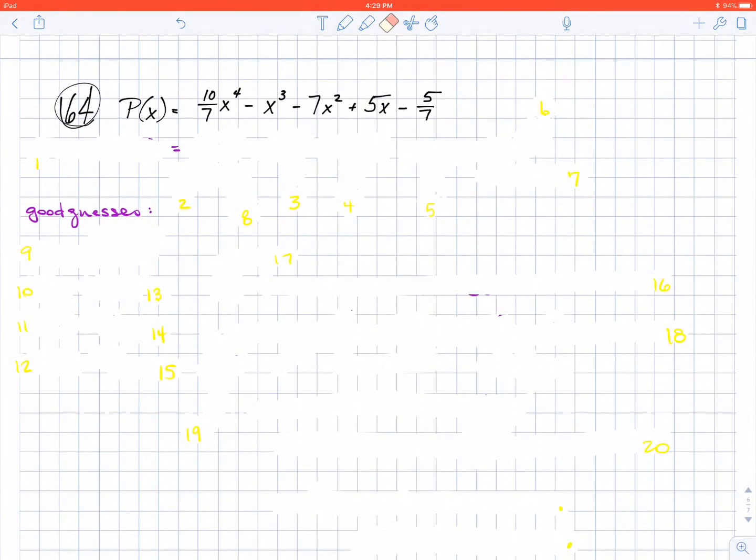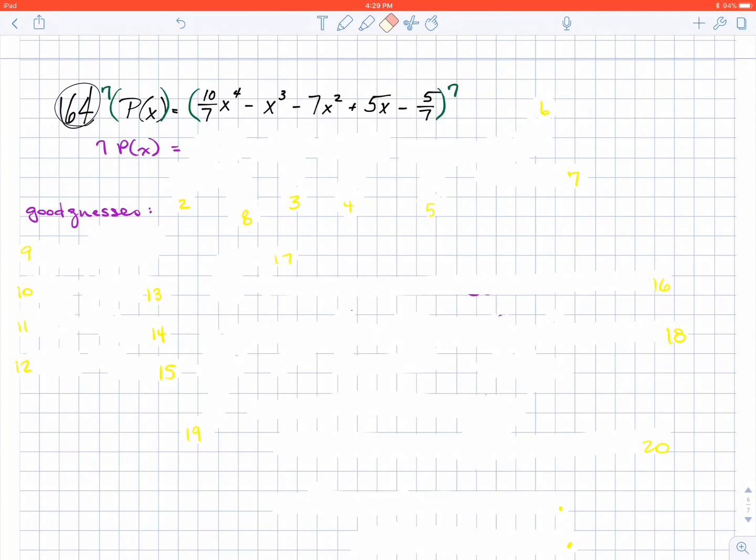Now, the first thing I notice about number 64 is it has fractions, and I know that you don't love fractions. So I say, let's go ahead and get rid of those fractions. My common denominator here is 7, so let's just take both sides of the equal sign and multiply by 7. When I multiply by 7, the left is just going to be 7 times p of x. I'm not too worried about that.